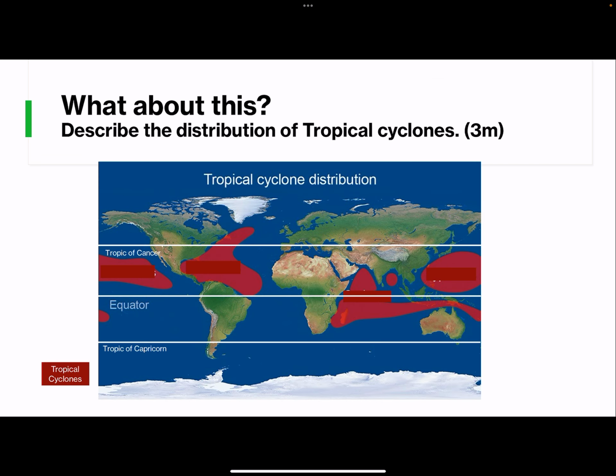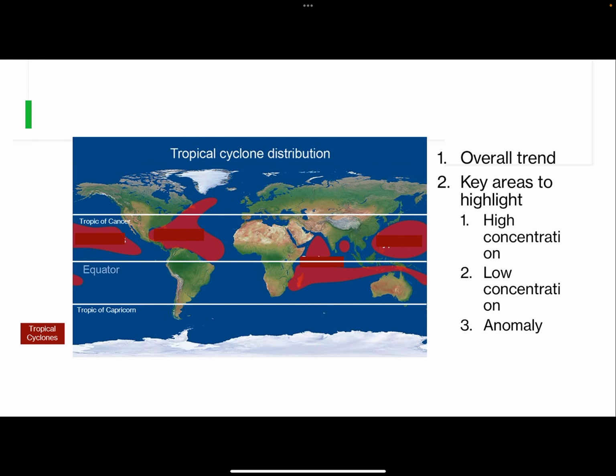Now, similarly, when you're looking at other types of maps, you can also be asked to describe the distribution of other things. In this particular map, there are areas blocked out in red that indicate areas affected by tropical cyclones. When we're looking at a map like this with a dominant phenomenon that spreads across, what are we looking for? Once again, we come back to describing. We're looking for the overall trend. Are there areas where you have a larger concentration of it? Are there areas where you have anomalies? In this case, what would a suitable overall trend be?